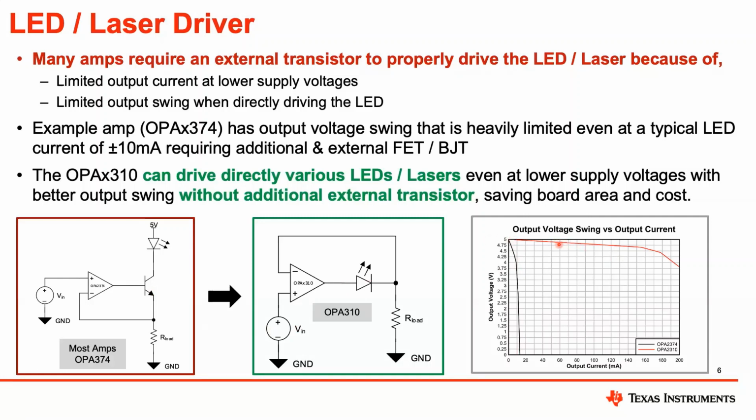You can see in the graph to the far right that looking at the 310, it has no issue. It's got a great output voltage swing even at these higher current levels. But the OPA 2374, you can see a severe voltage drop as the device gets past 10 milliamps. And even at 10 milliamps, you only see it's around 3 volts.